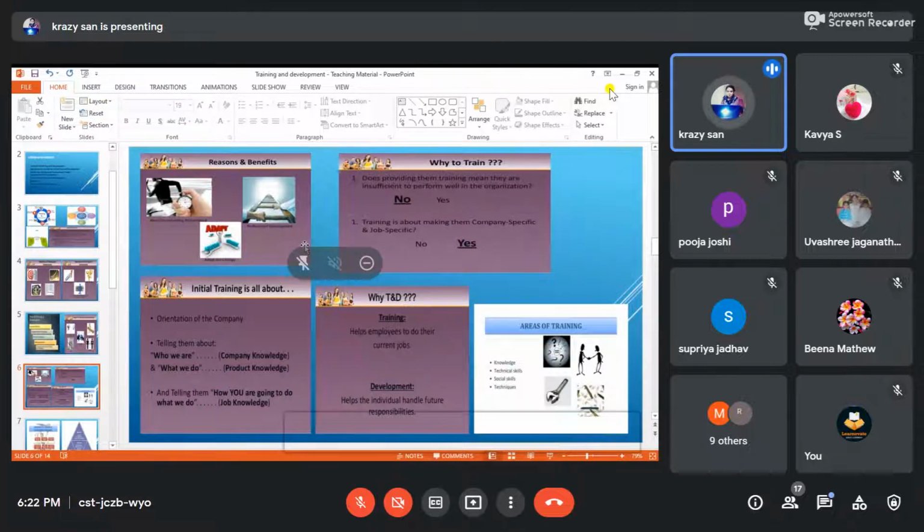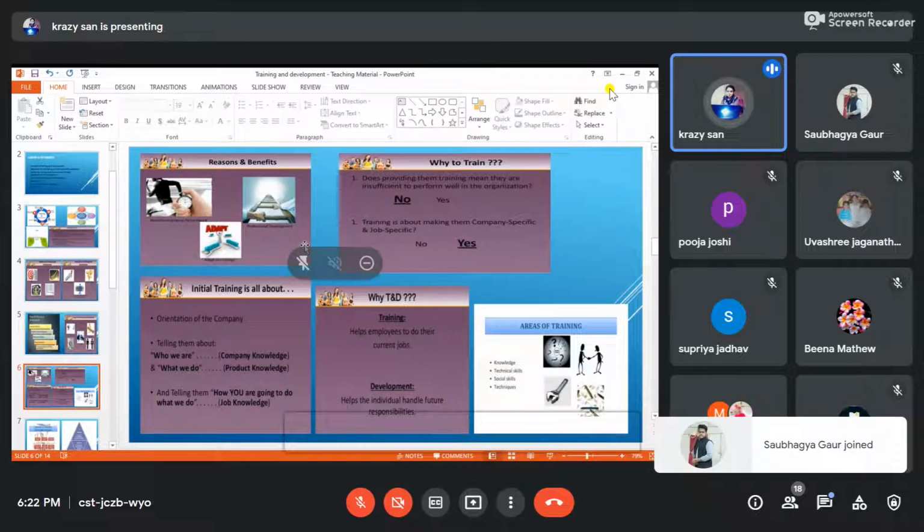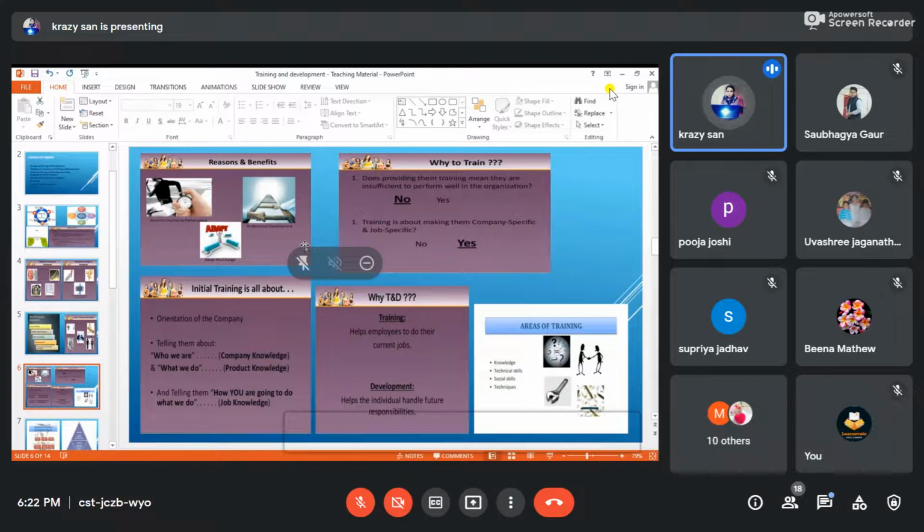Now, initial training is all about orientation of the company, telling them about who we are, meaning the company, and what we do, meaning the knowledge of company and product, and telling them how you're going to do what we do, like what is the job attribute of the organization and what they are enrolled in and are going to do. Why is T&D important? Because training always helps employees to do their current jobs in lesser time, quality wise, more productive and in an adaptable way, and development helps the individual handle future responsibilities. Development is always there to handle the future responsibilities.